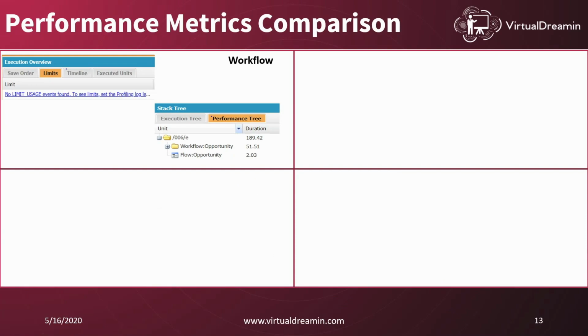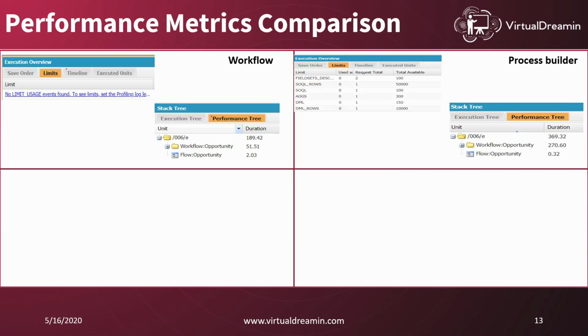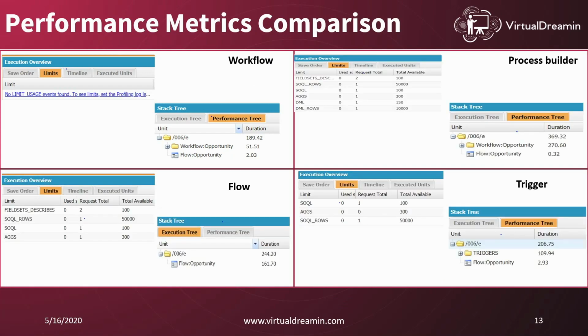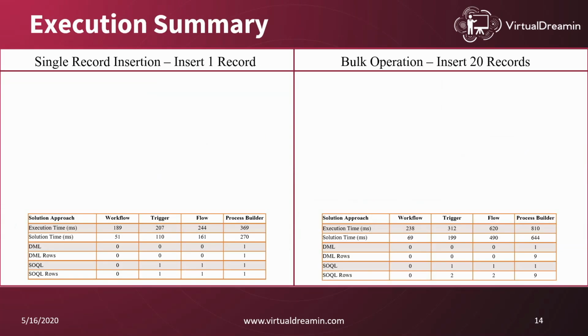Using this approach, I have captured all the metrics for each of our solutions. This is for a workflow, this is for process builder, flow, and this is for trigger. Only for workflow you can see there is no limit usage because it is not consuming any DML or SOQL statements. Let us see a tabular representation of this so that it will be clearer from a comparison perspective. I have captured the details for a single record operation and also for a bulk operation.